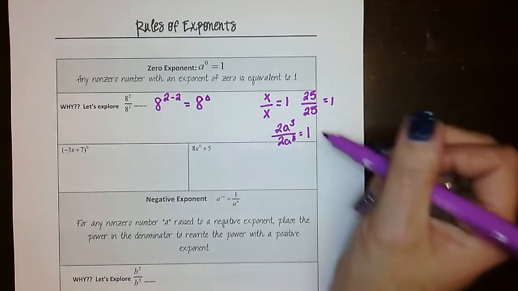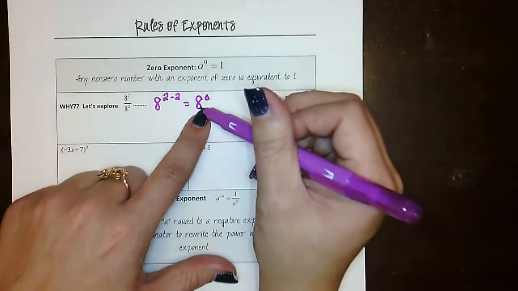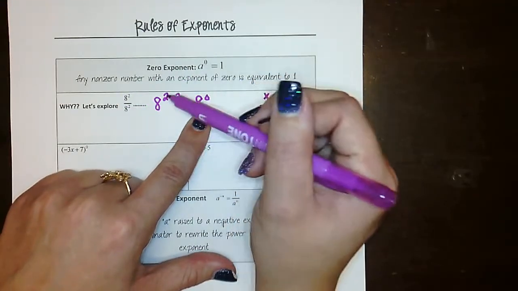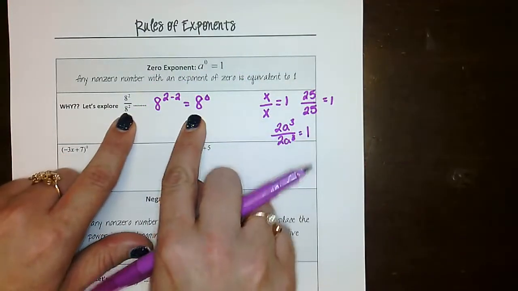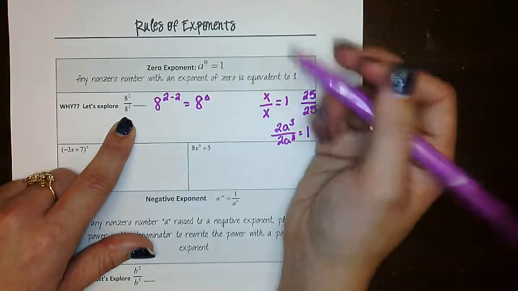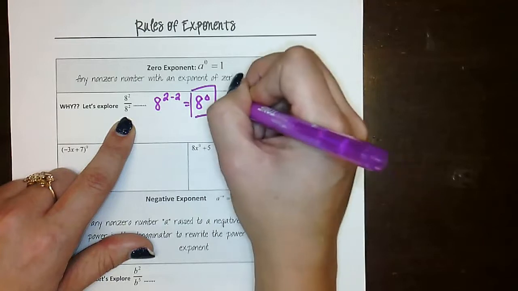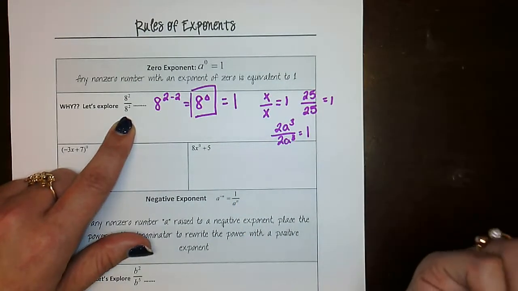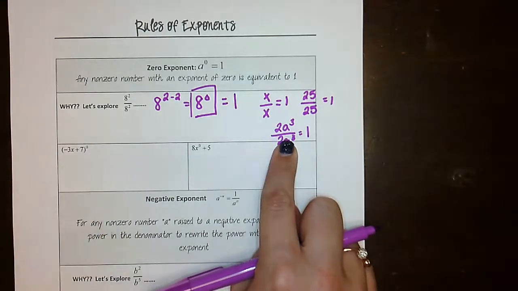So 8 to the 0 is the same thing as 8 to the second over 8 to the second. So these are the exact same thing. So anytime I have a number over itself, it's 1. Same thing is going to happen when I have 8 to the 0 power, or base to the 0 power, it's going to be 1. So this is why that works.